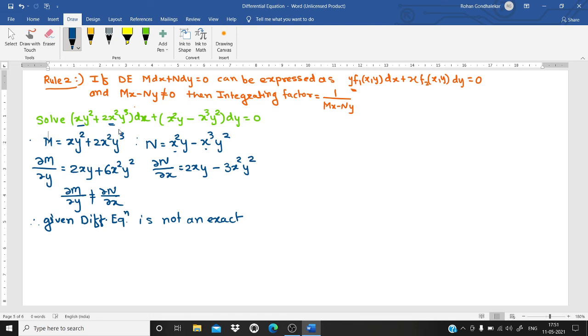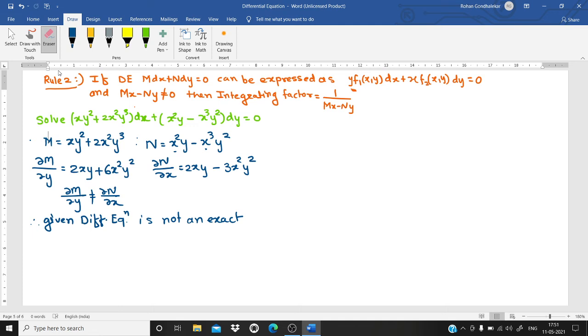Come to the second term. The degree of x is 2 and the degree of y is 3, so 2 plus 3 is 5. In the first term the total degree is 3 and in the second term it is 5. What is expected is that in all the terms the total degree should be the same. But in this differential equation the degree is not the same. Hence it is not homogeneous, so rule 1 should be discarded.